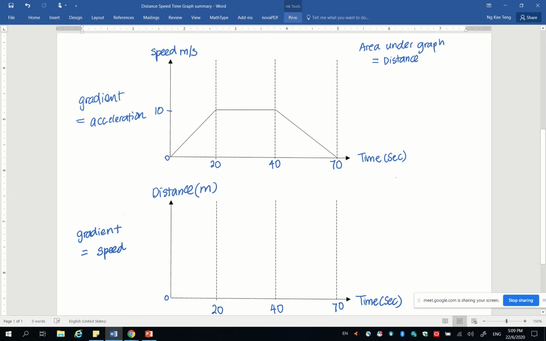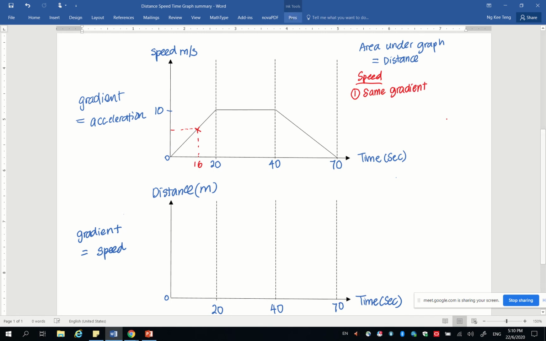What happens if they ask you, using the speed time graph, to find the speed? For example, find the speed when it's 16 seconds. How do I find this speed? Given this graph, there are two concepts to use. The first concept is that the points on this line share the same gradient. That's concept number one.